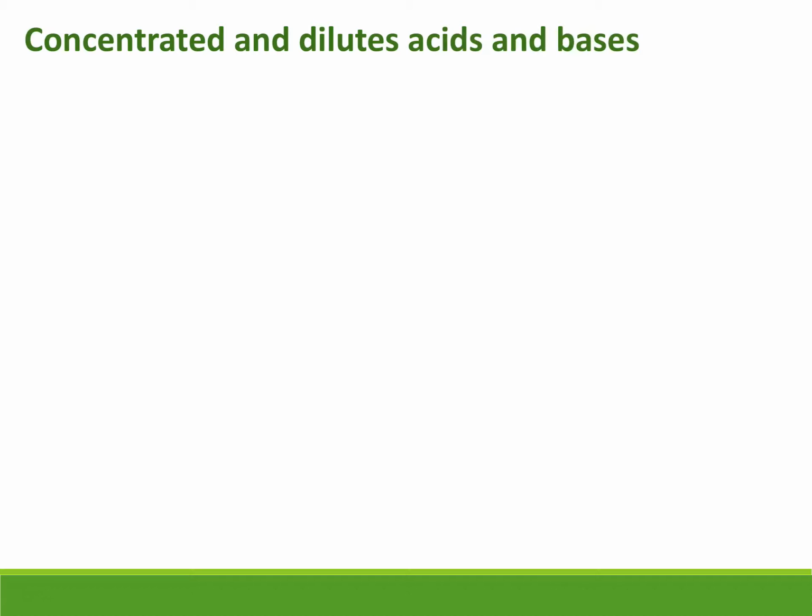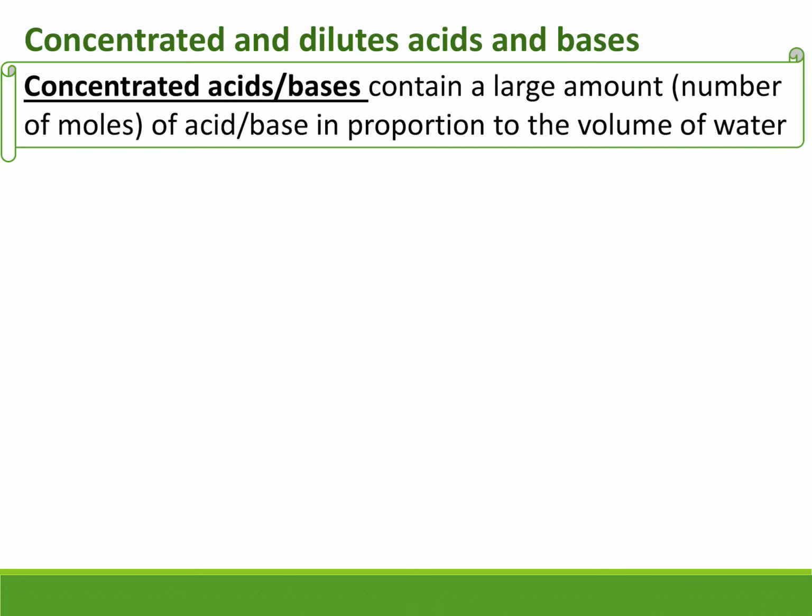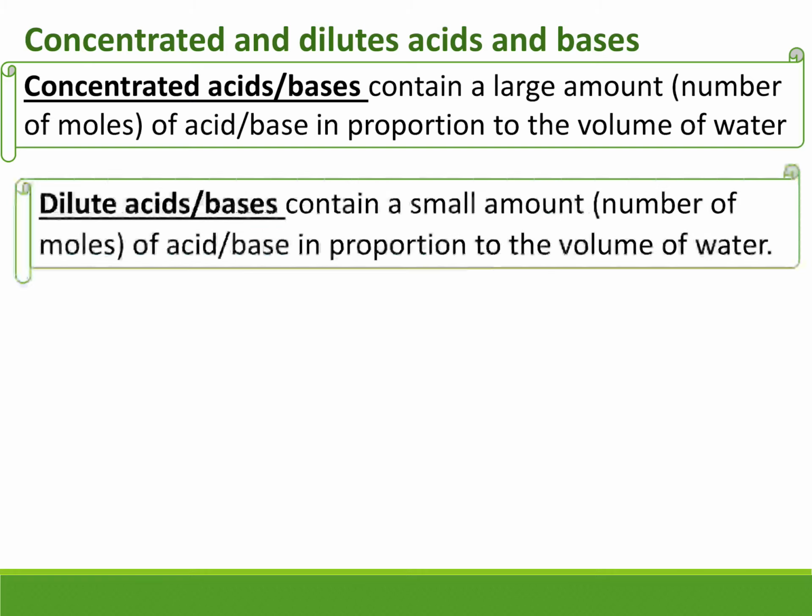Last part of this section is concentrated and dilute acids. Now here you got to get the difference between strong and concentrated. They are not the same. A concentrated acid or a base contains a large number of moles of the acid or base in proportion to the volume of water. So it means we have a lot of acid or base in whatever volume of water we have. Dilute means we have very few of those particular particles that make it an acid or a base.